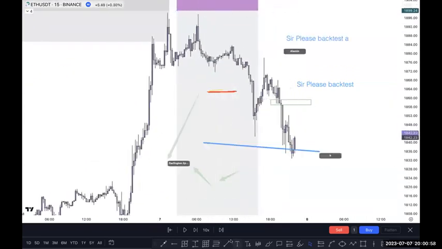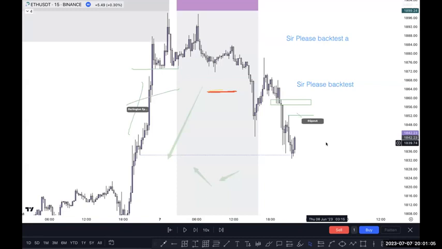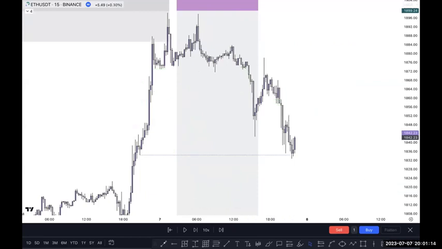So where is our chalk? Our chalk is here. It broke this one and you need inducement. So where is the inducement? Flip, sir, this is not a flip. Flip means when demand converts into supply. Please let me disable the annotation.